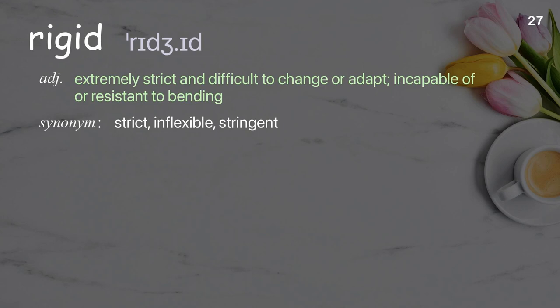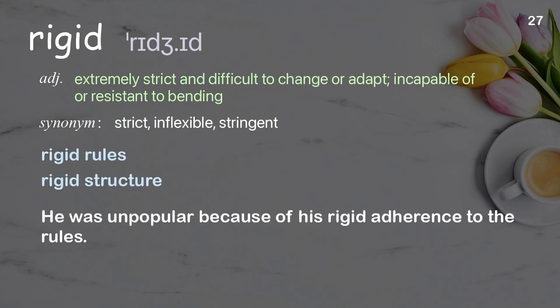Rigid. Extremely strict and difficult to change or adapt, incapable of or resistant to bending. Examples: rigid rules, rigid structure. He was unpopular because of his rigid adherence to the rules.